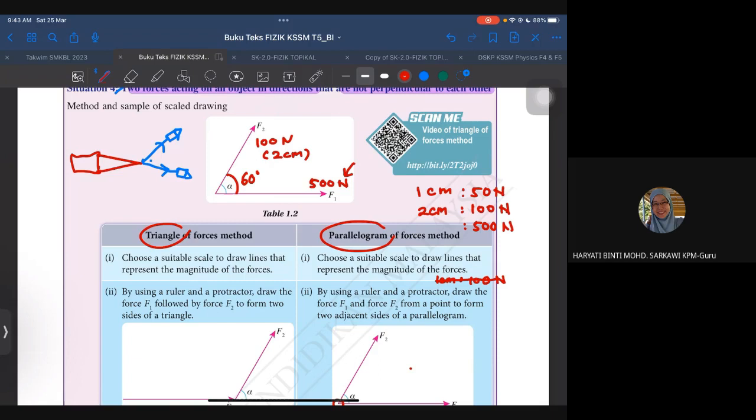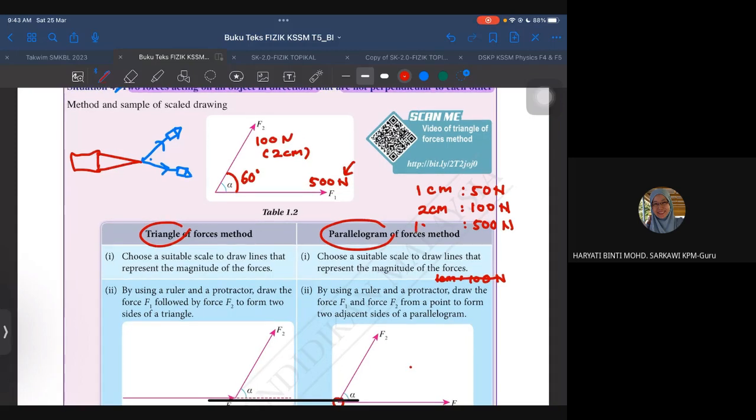When we draw the diagram later, the 500 Newton is 10 cm. Okay, good, 10 cm, because we are using the same scale. So this is the scale that we have. This scale, you can set yourself, any value as long as the diagram that you draw is not too small and not too big.